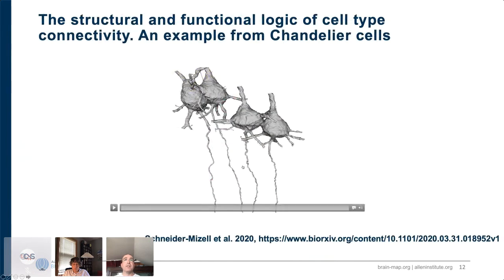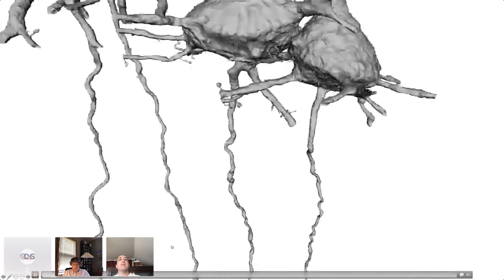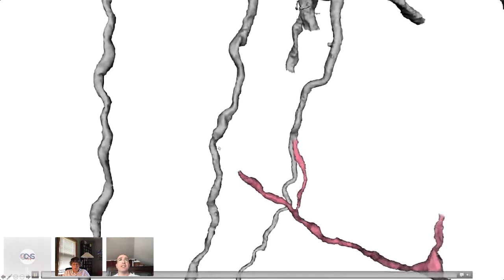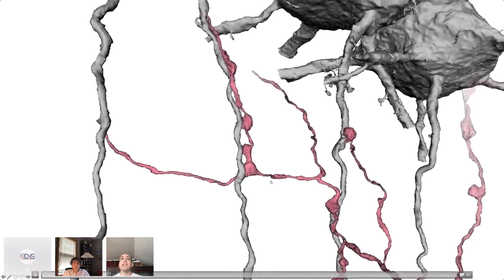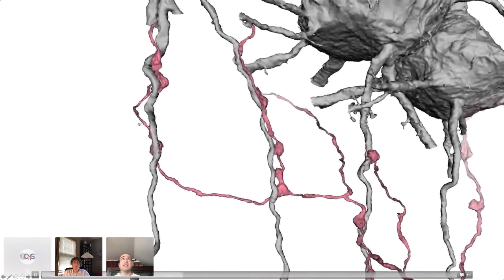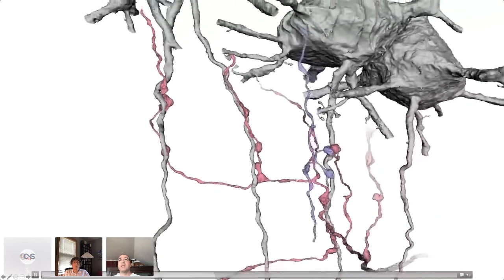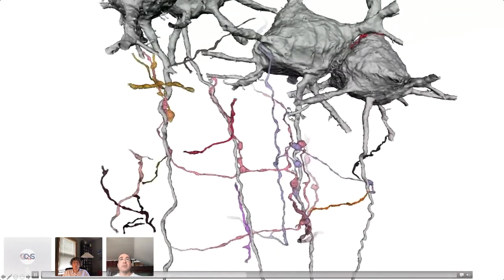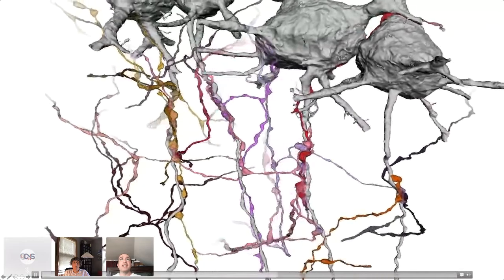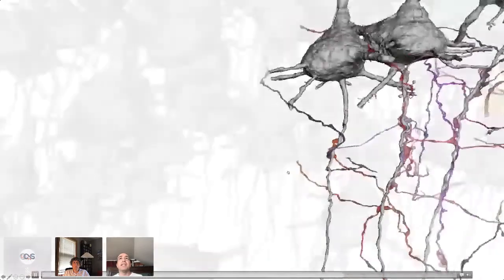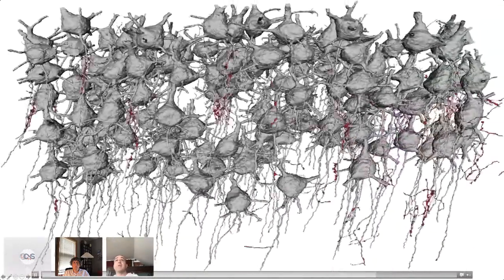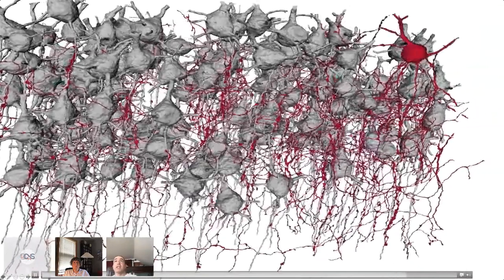And again, here's a video of, in gray, layer 2-3 pyramidal cells in V1. And this is their axon initial segment. And now you can see here from this EM segmentation one Chandelier axon forming multiple synapses onto different cells. And now you see other Chandelier axons forming other multiple synapses, and so forth. And again, from our EM dataset, you can have this kind of complete contribution of all of the synapses that one cell type forms with a particular target.